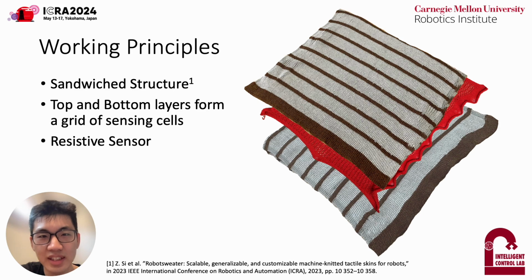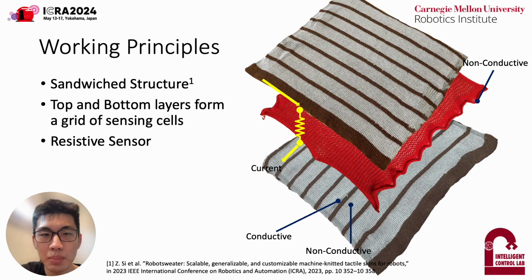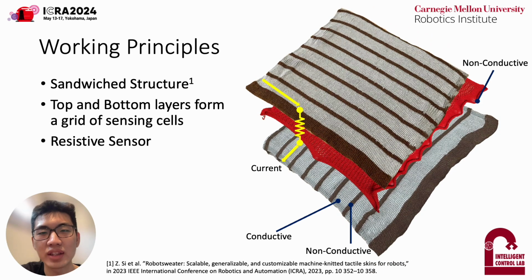The textile and tactile sensor follows the sensing principles of resistance sensors. The top and bottom layer is made of alternating conductive and non-conductive stripes, which forms a grid of sensing cells. When force is applied to a cell, the resistance between the top and bottom layer drops. We can then detect the change using the analog to digital converter.